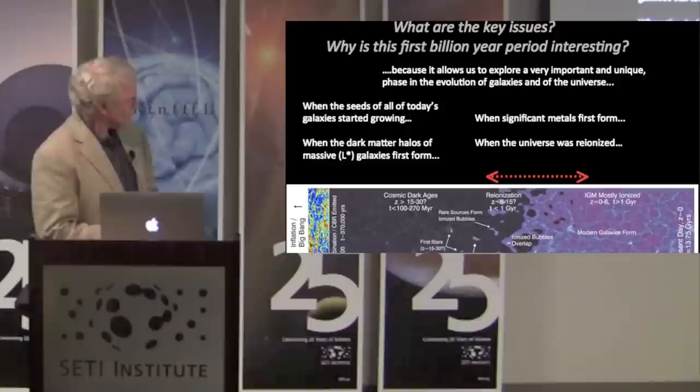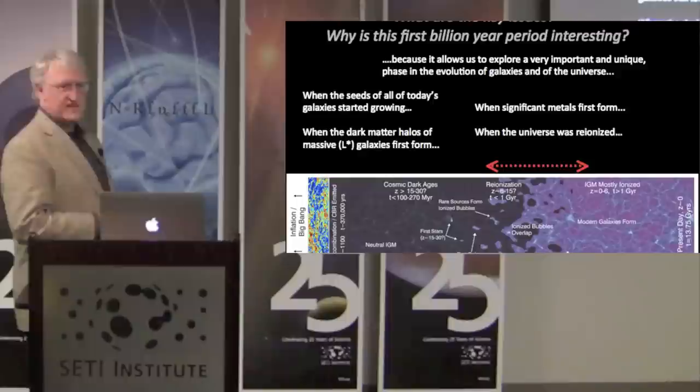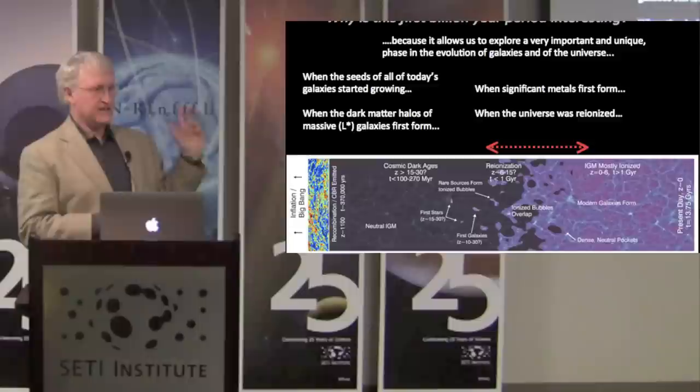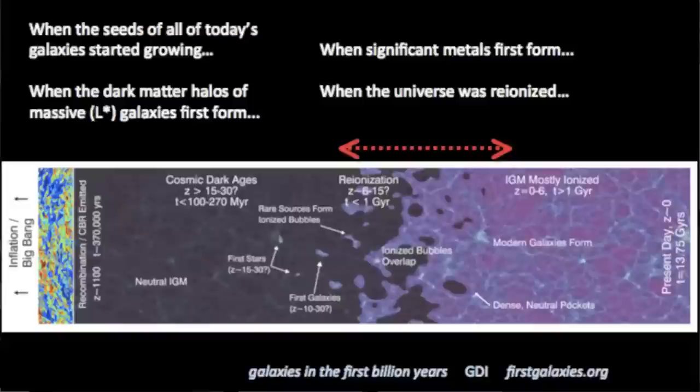So why are we interested in this period in the first billion years? Essentially, it's when the seeds of all of today's galaxies were put in place. When I say build up, I mean formation, growth. The early life of all galaxies basically were seeded and grew in this period. Massive galaxies, I'll show you, just started to build up in this time frame too. The first heavy elements were born in this time frame and dispersed into the interstellar medium. So all of Earth, everything around us, came from seeds that were planted in this time frame. And also the universe as a whole was reionized. So this is a fascinating period.